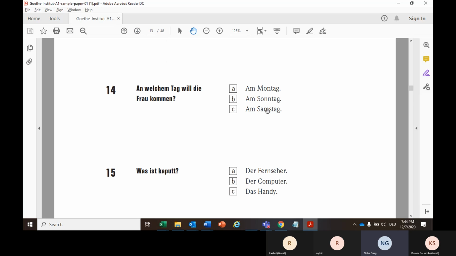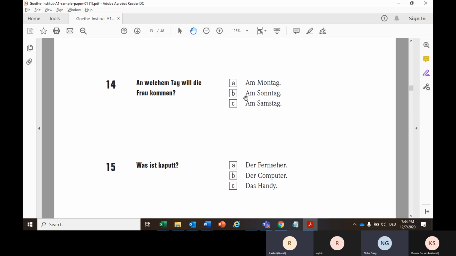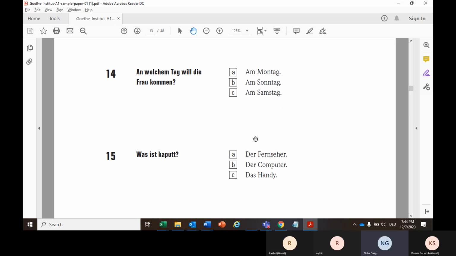14. That was simple. Sonntag. It was B. So the person was saying that she cannot come on Saturday. She will be coming on Sunday. She has time on Sunday. So the correct answer is B.